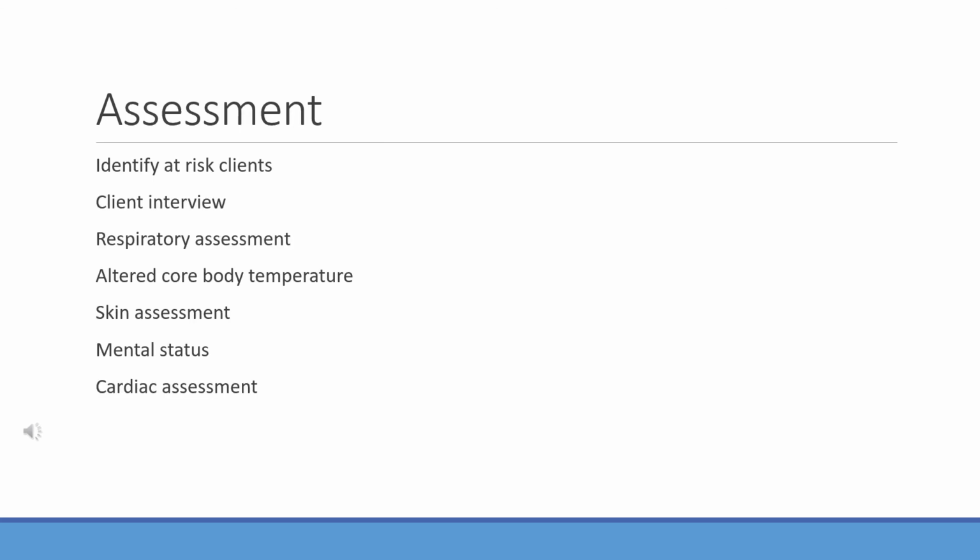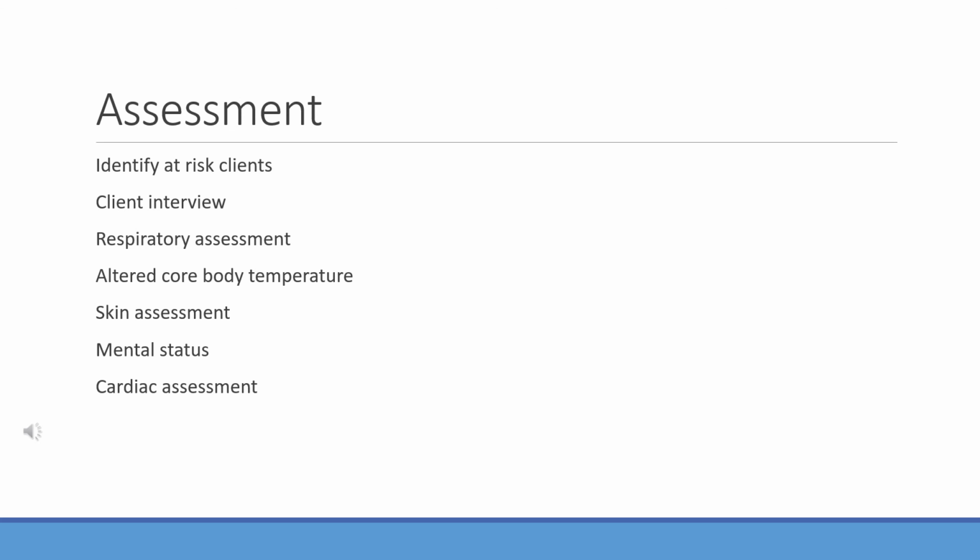As with any assessment, we need to identify our clients that are at risk. So remember, we talked about direct or indirect insults to the lungs, those individuals who have had those injuries and are at high risk. Then smoking, exposure to high levels of pollutants, over the age of 70. But remember, age alone does not make them at a higher risk.